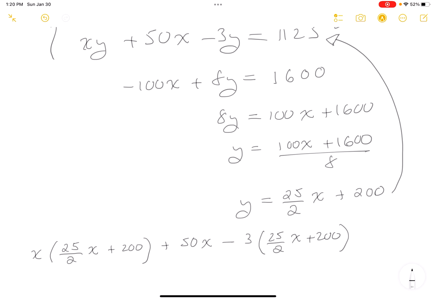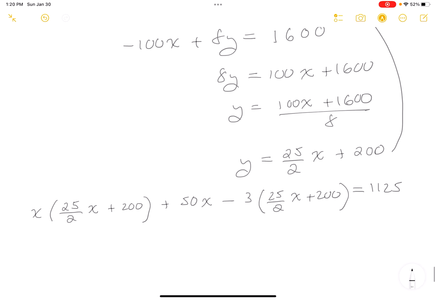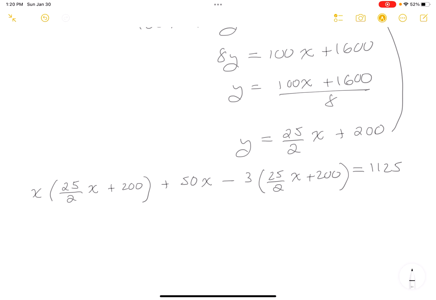And again, don't be discouraged. And that equals 1125. All right. Let's see what we're going to do now. I'm going to multiply both sides by 2. Right, that's tough, but let's take a look at it.